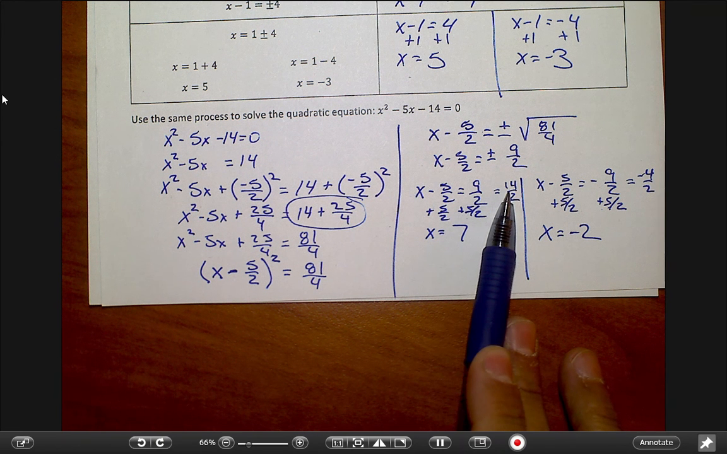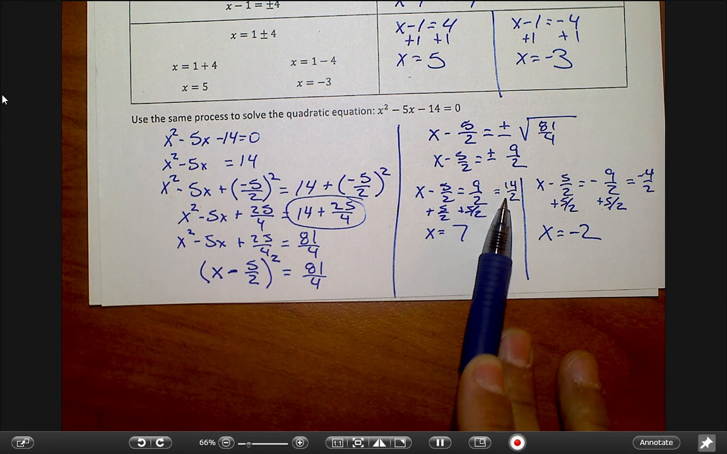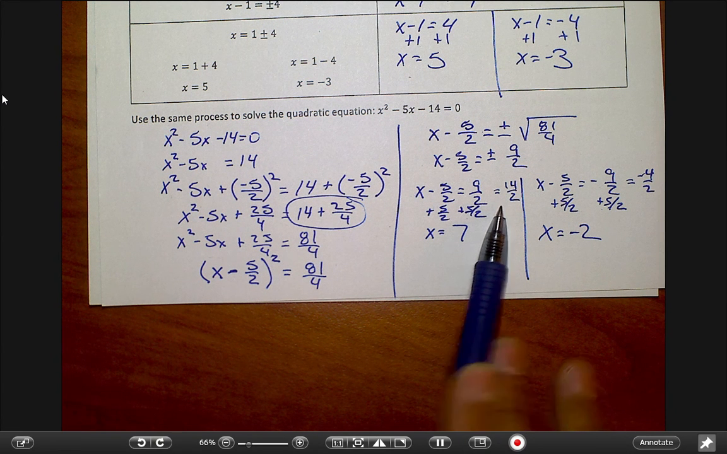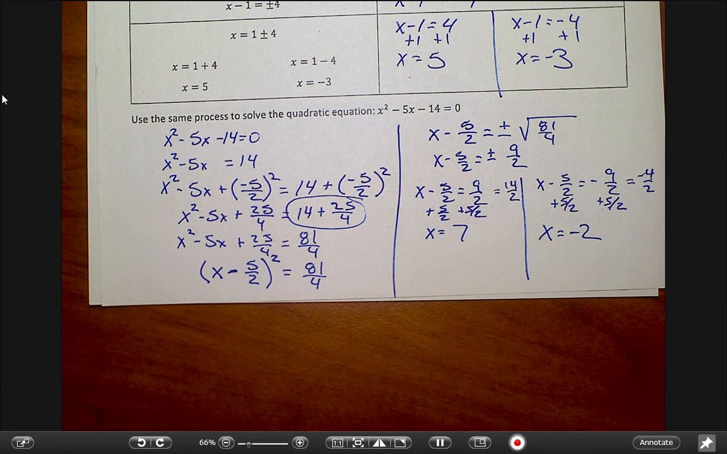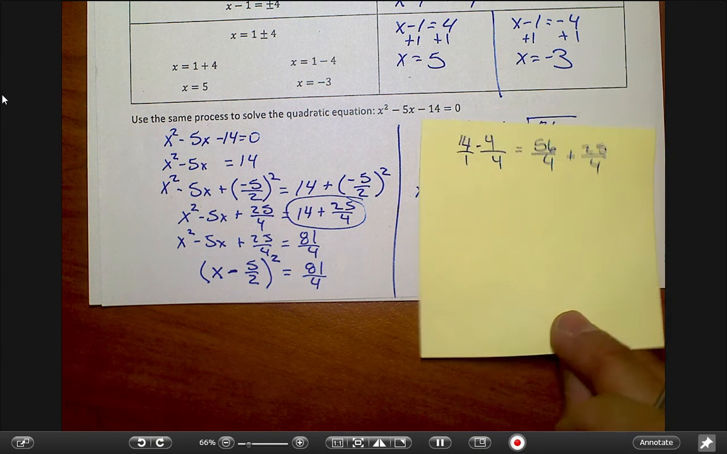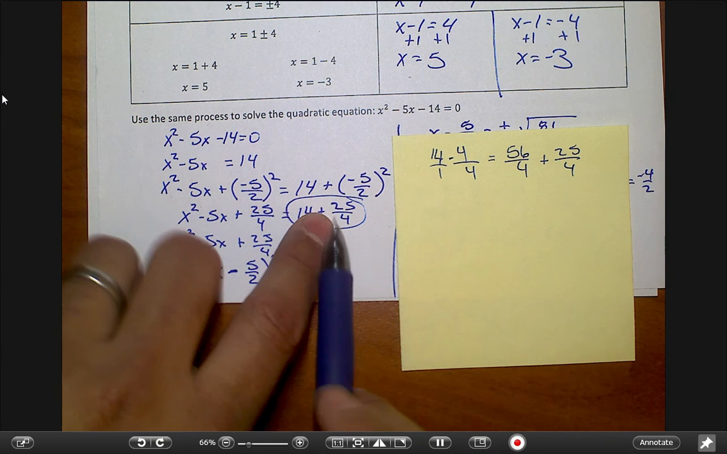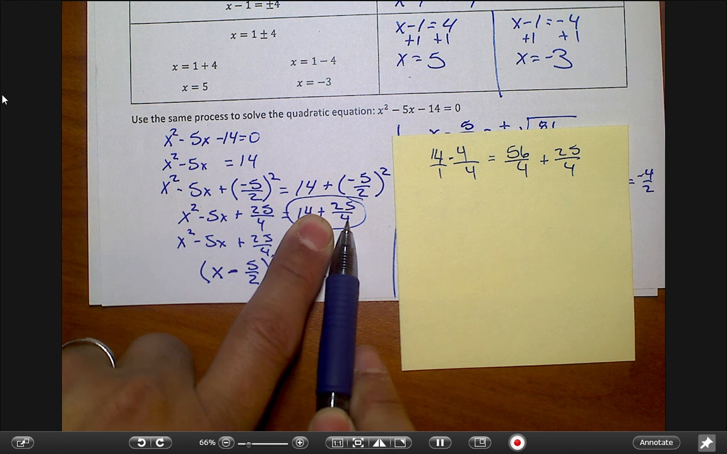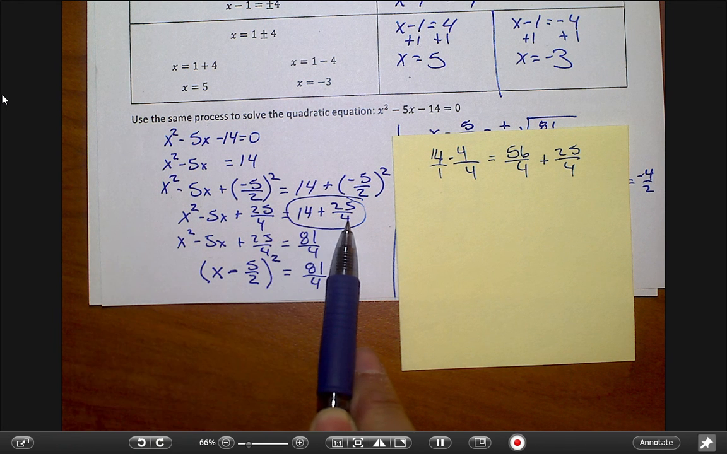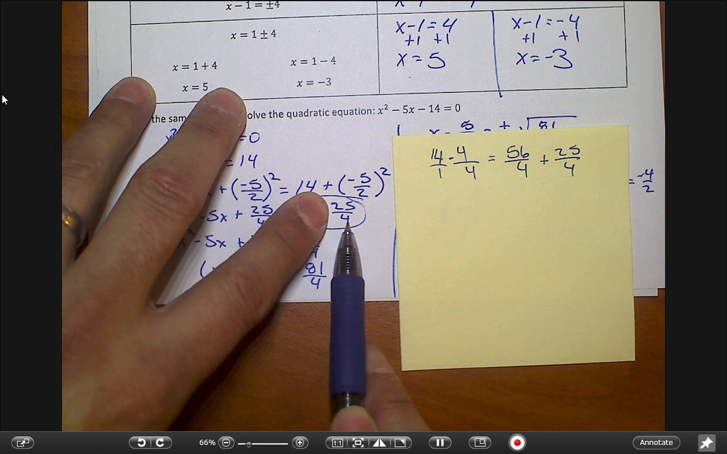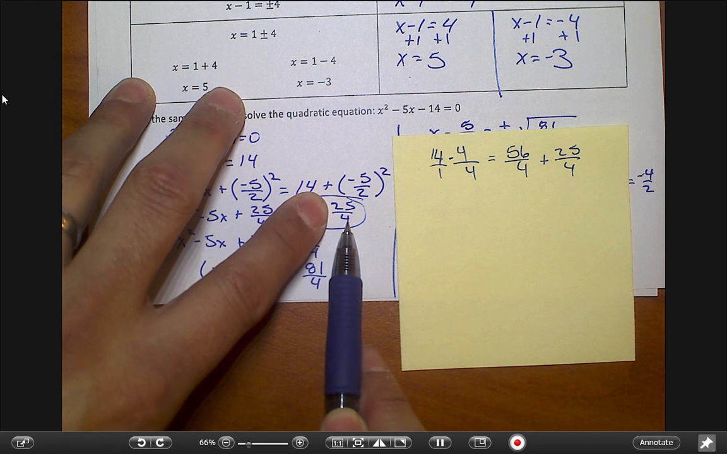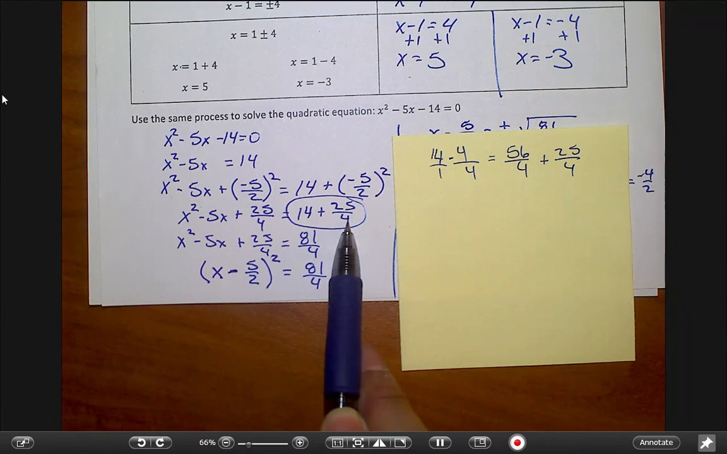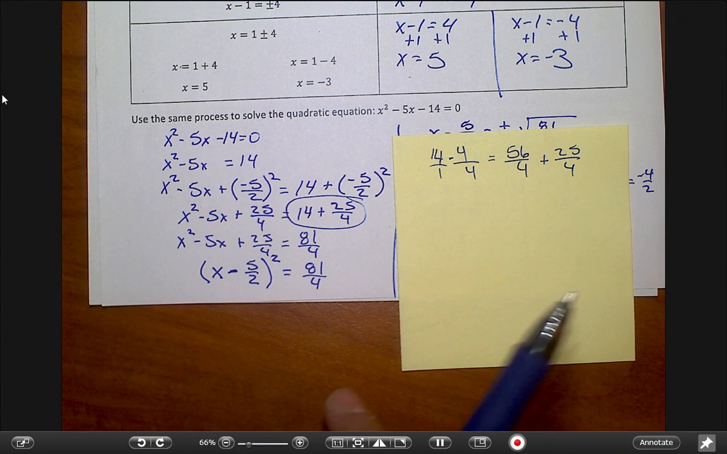Okay, you said 14 plus 25 over 4, right? Yeah. Okay, but how did you get the 4 to multiply that to get 81? Okay, right here, see this? There's a denominator already of 4. So that's why it has to have a common denominator of 4. That's what I'm using the 4. If this had a denominator of 6, my common denominator would be 6. Does that make sense? Okay.